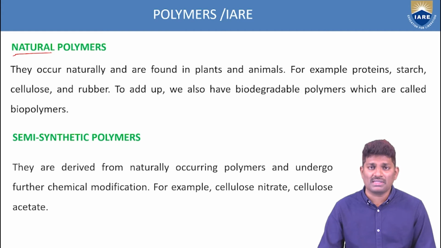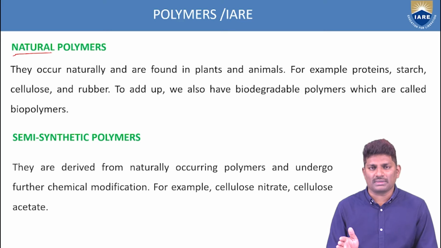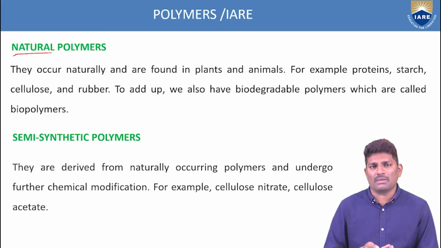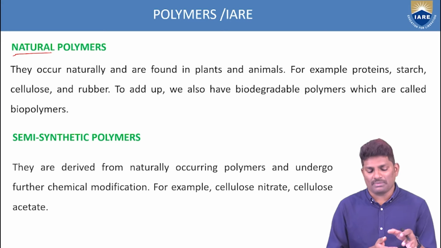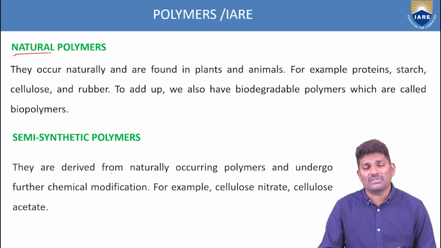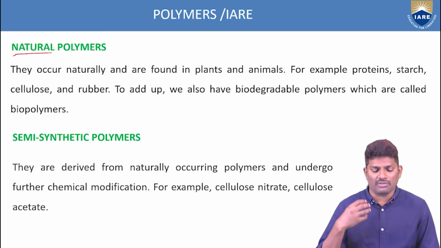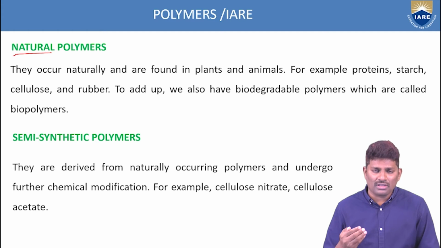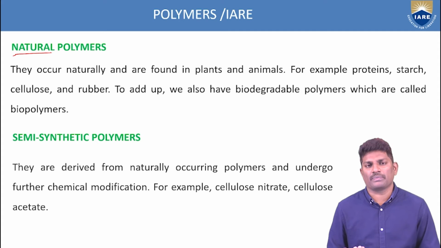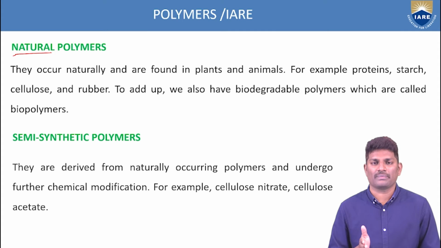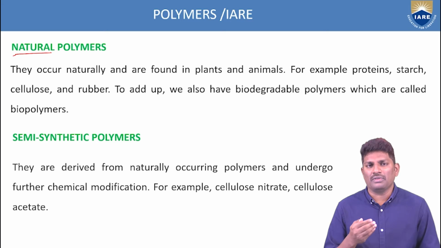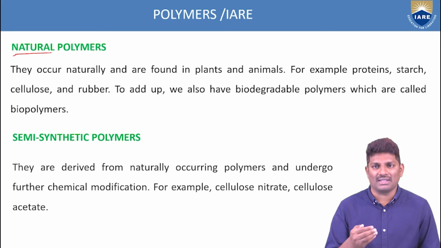The second one is semi-synthetic. These are nothing but naturally available polymers which are modified. That's why they are derived from naturally occurring polymers. The polymers we get naturally from the first category undergo some further chemical modifications. That is called semi-synthetic. So we modify the naturally available polymers with some chemical processing, and then that type of polymers come under the semi-synthetic type.